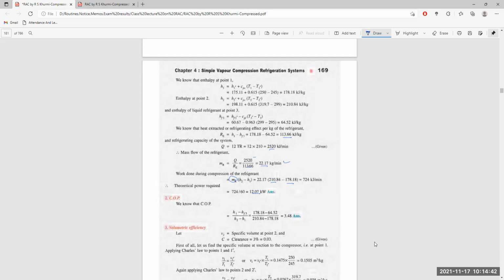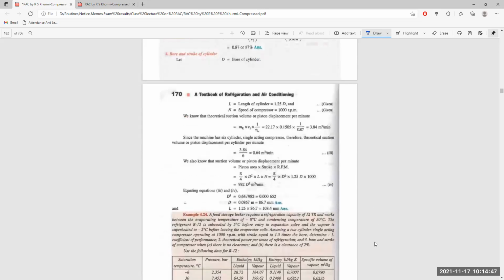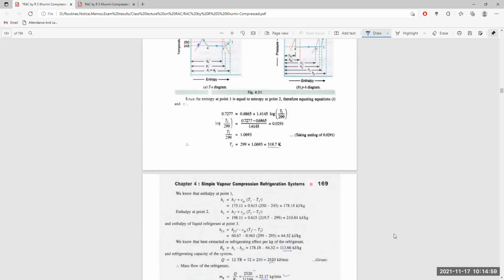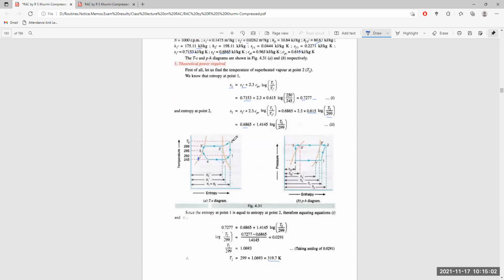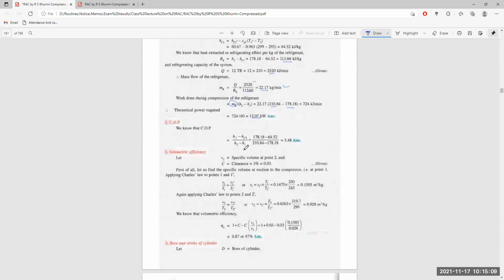The volumetric efficiency, thus, we have to calculate what is the volumetric efficiency. Which is the specific volume V2 at point 2, which means at the outlet of the compressor. What is the specific volume at point 2? And the clearance is 3%, 0.03.